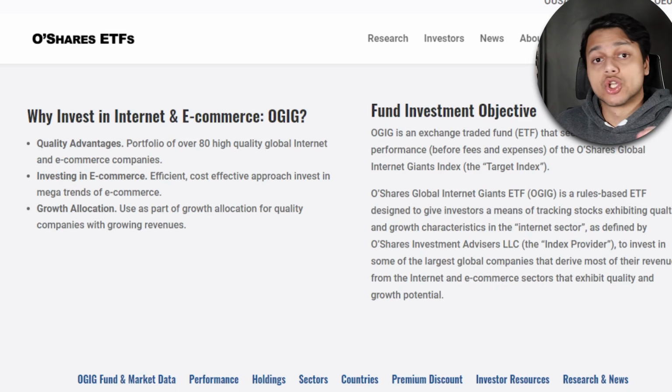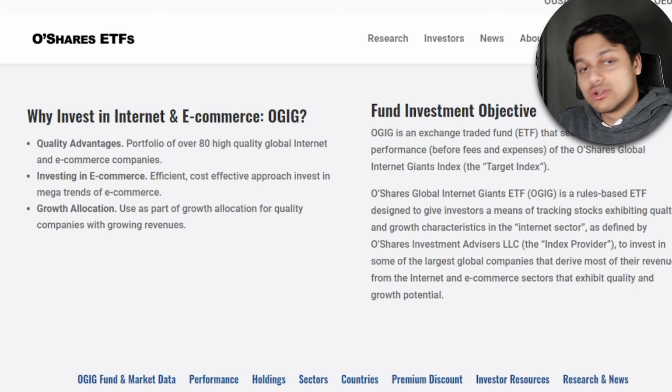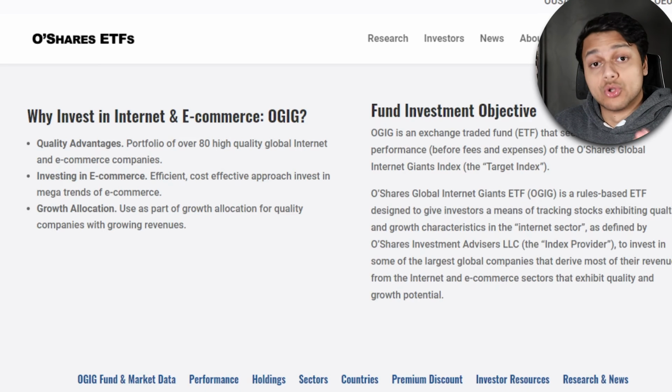And the ETF has a global portfolio of around 80 stocks, mostly weighted towards the US as usual, as we all know with this technology sort of stuff, but they do invest globally, as we'll have a look in just a second.